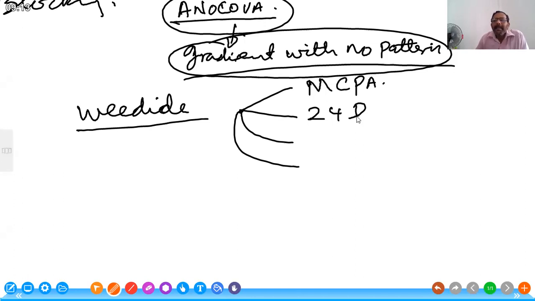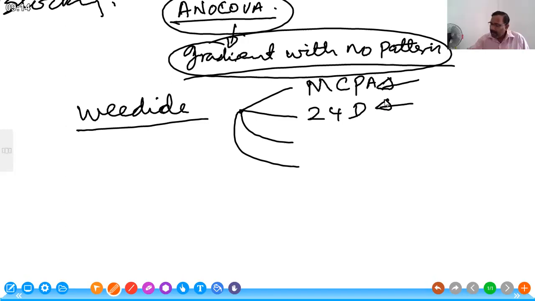You can tell some commercial names. These are generic names, no? These are chemical names, no? Tell me some commercial weedicide for broadleaves. Glyphosate? Glyphosate is a total killer, isn't it? It is not specific for broadleaf. Specifically for broadleaves. Agriculture department people, how many people are there?